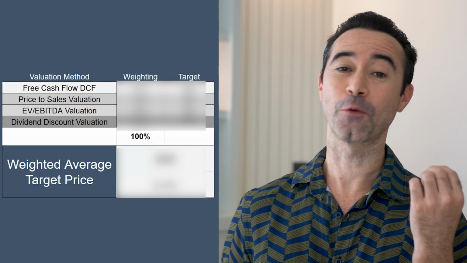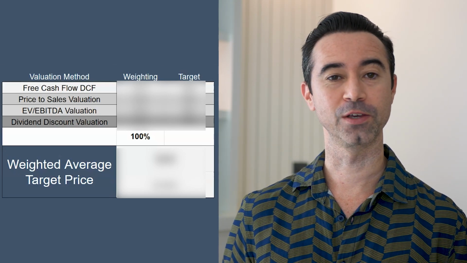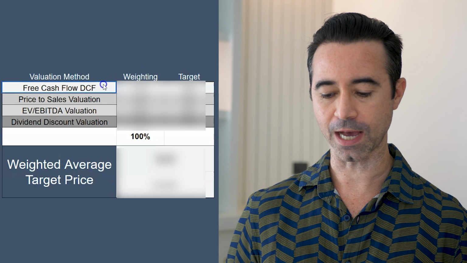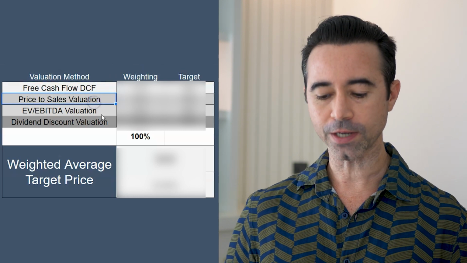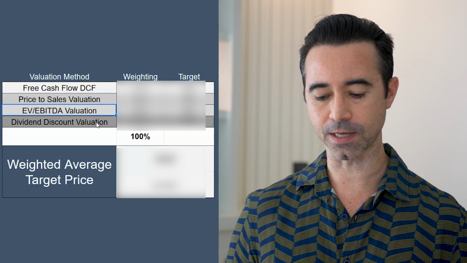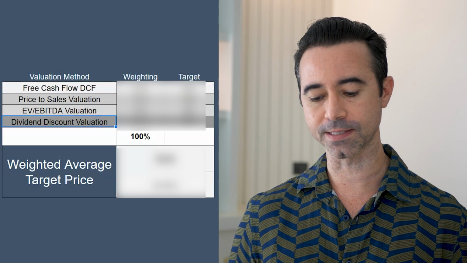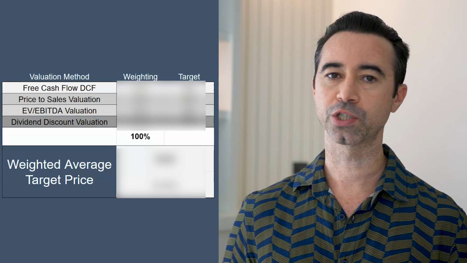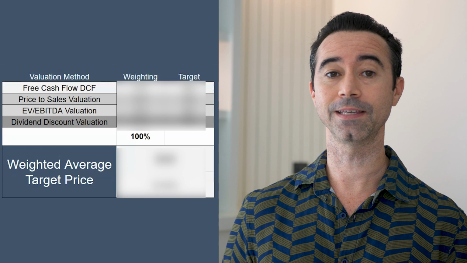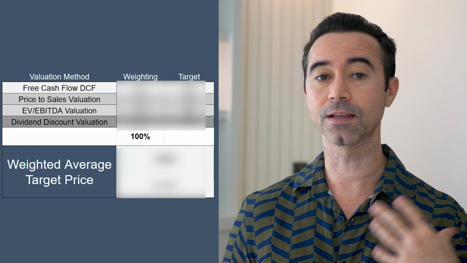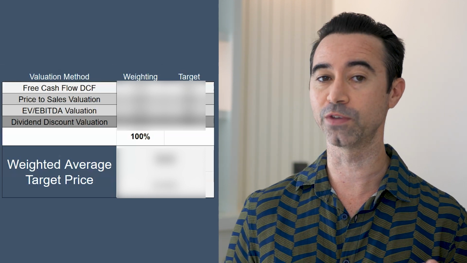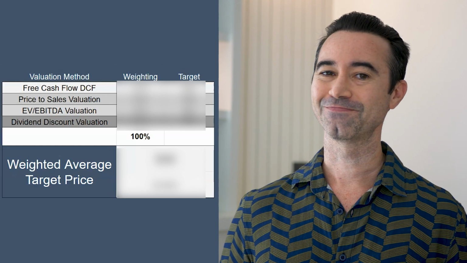So we've figured out 4 different price targets using 4 different valuation methods. We've got the free cash flow DCF, the price to sales valuation, the EV to EBITDA valuation, and the dividend discount model valuation. So what is the target price for this stock given all of these different valuation methods we've used? Watch the video to find out.